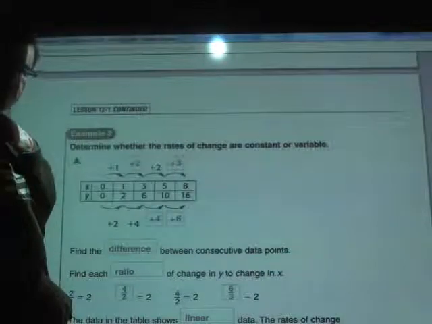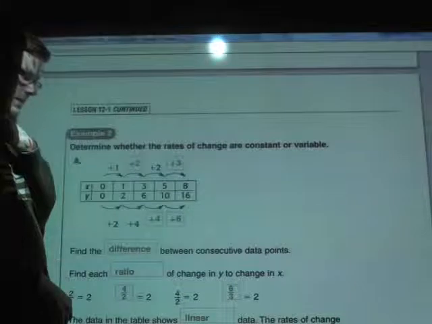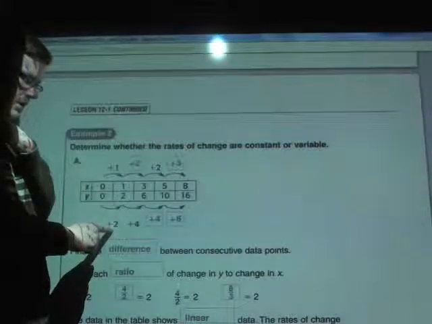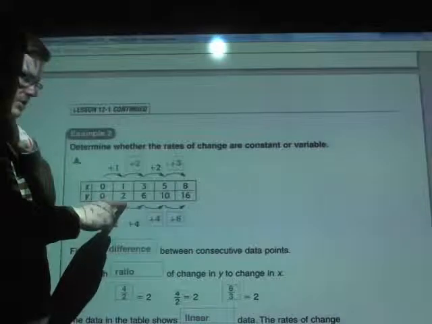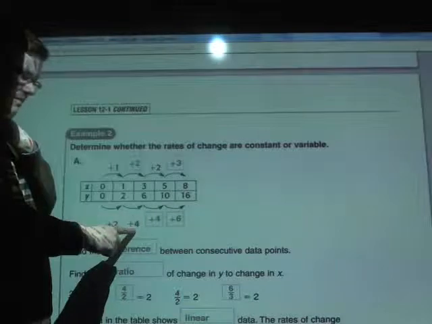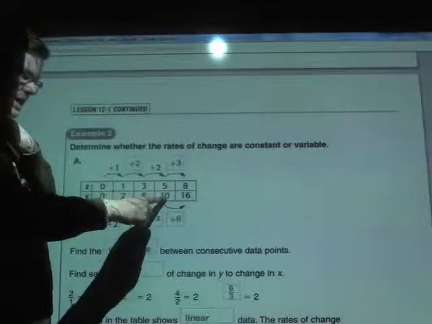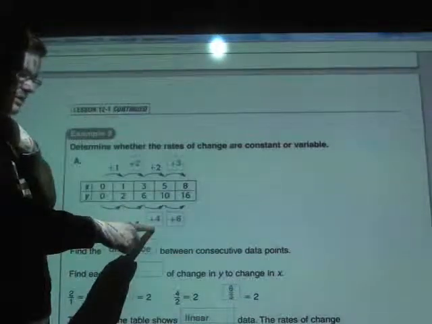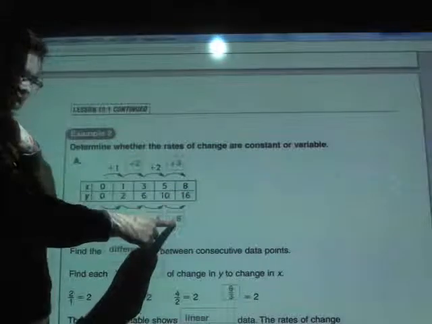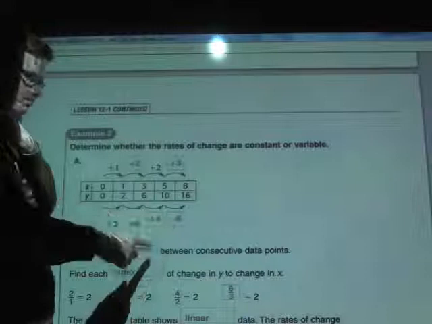Now we're going to do the same thing on the y column representing the same jumps. To go from 0 to 2 is a distance of 2. That's where this answer came from. To go from 2 to 6 is a distance of 4. That's where this answer came from. To go from 6 to 10 is a distance of 4. That's where this answer came from. And to go from 10 to 16 is a distance of 6. That's where this answer came from.